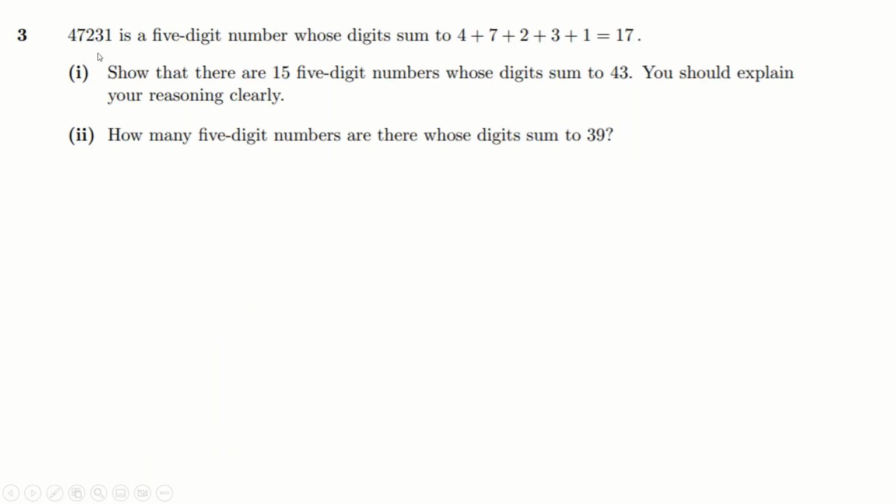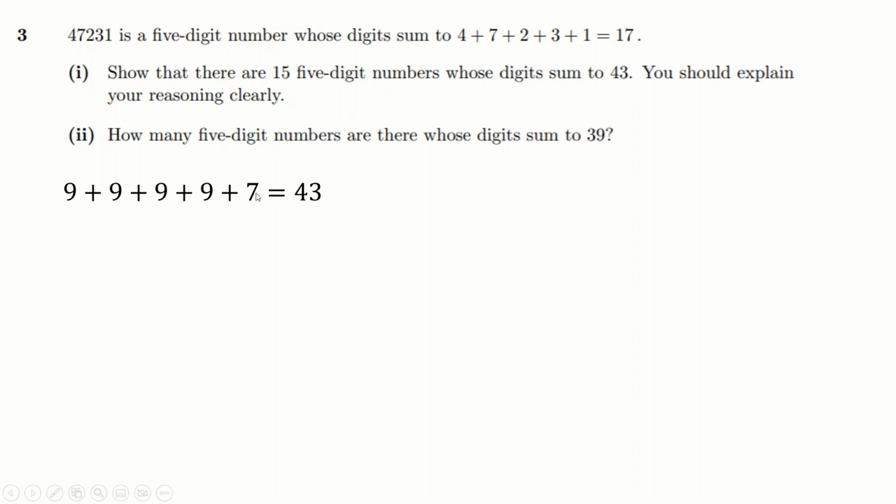This is the question here. We've got this number here, which if you add the digits up, sums to 17. And it's saying, show that there are 15 5-digit numbers, like this one, that instead add up to 43. Now, okay, let's just find a 5-digit number that does that. It's not too hard to find one. 9997 does it. And of course, 9 plus 9 plus 9 plus 7 is 43, so 99997 is a number that does that. Now, okay, apparently there are 15 numbers that do that.